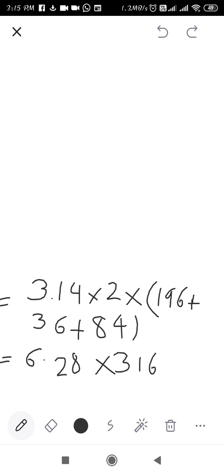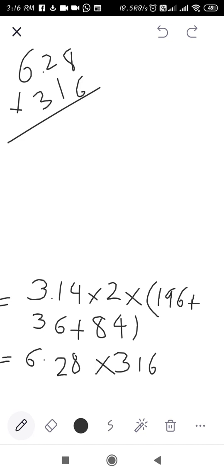Okay. Now you will multiply 6.28 and 316. Okay. 6.28 into 316. Okay. Now 8 6s are 48. So 8 you will write, 4 carry. 6 2s are 12 plus 4, 16. 6 you will write here, 1 carry. 6 is 36 plus 1, 37.